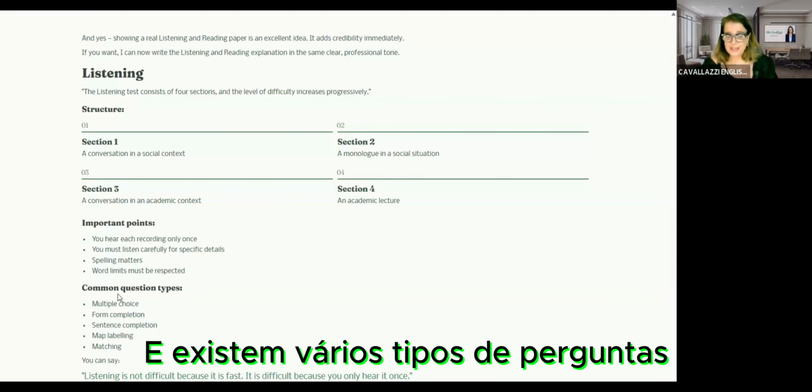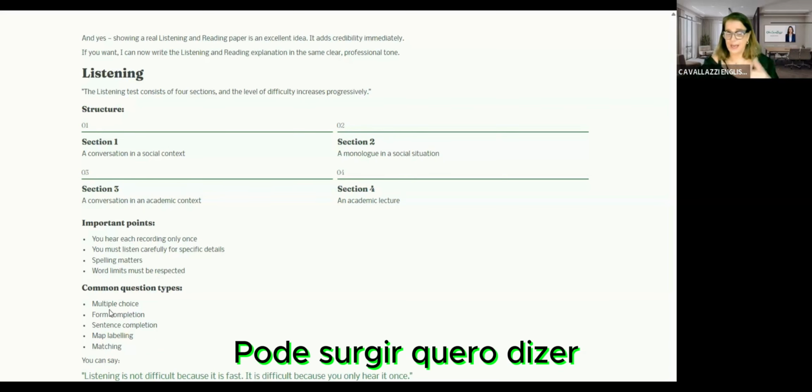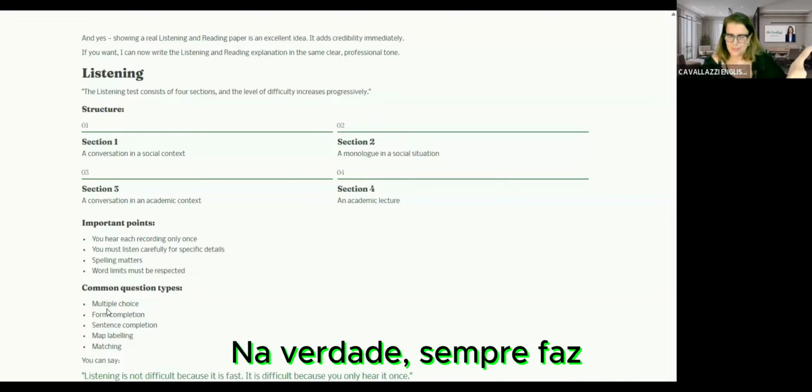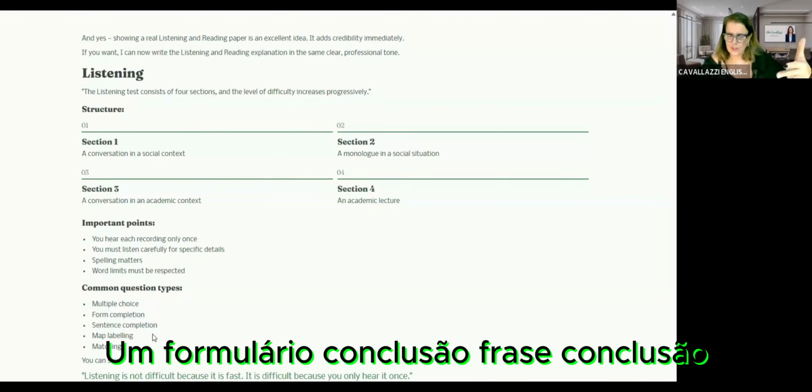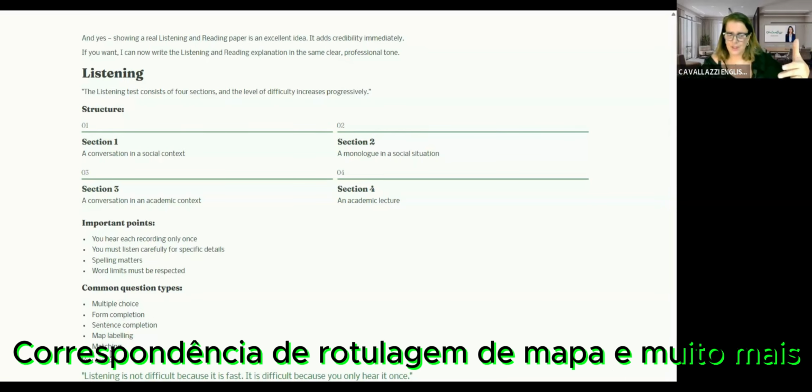And there are several types of questions. It can come up, actually, it always does. There's always a multiple choice, a form completion, sentence completion, map labeling, matching, and much more.